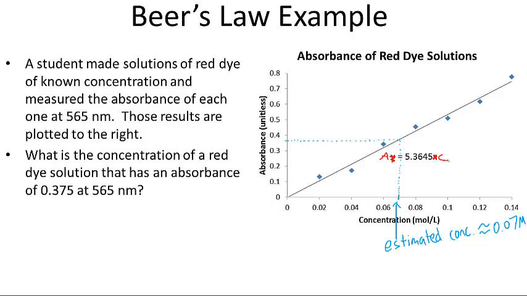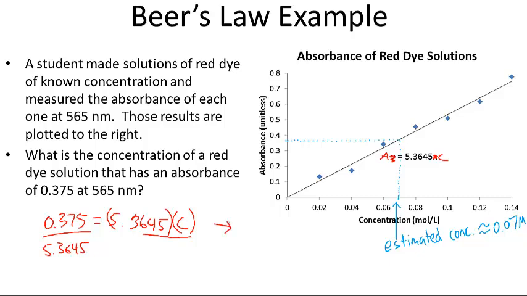So I could plug in 0.375 for A. So 0.375 equals 5.3645 times C. And then I could just solve for C. So it would be this. Divide both sides by 5.3645. And I get 0.069.